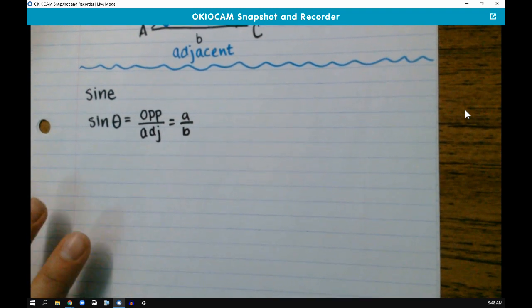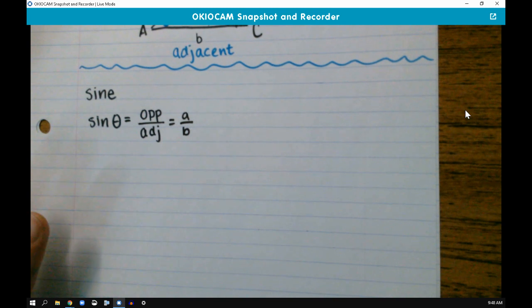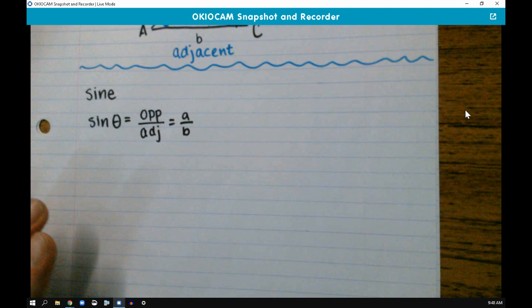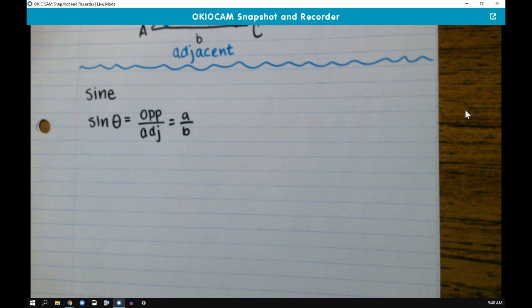Theta is the angle, A and B are the side lengths. Today we will be plugging in the side lengths.